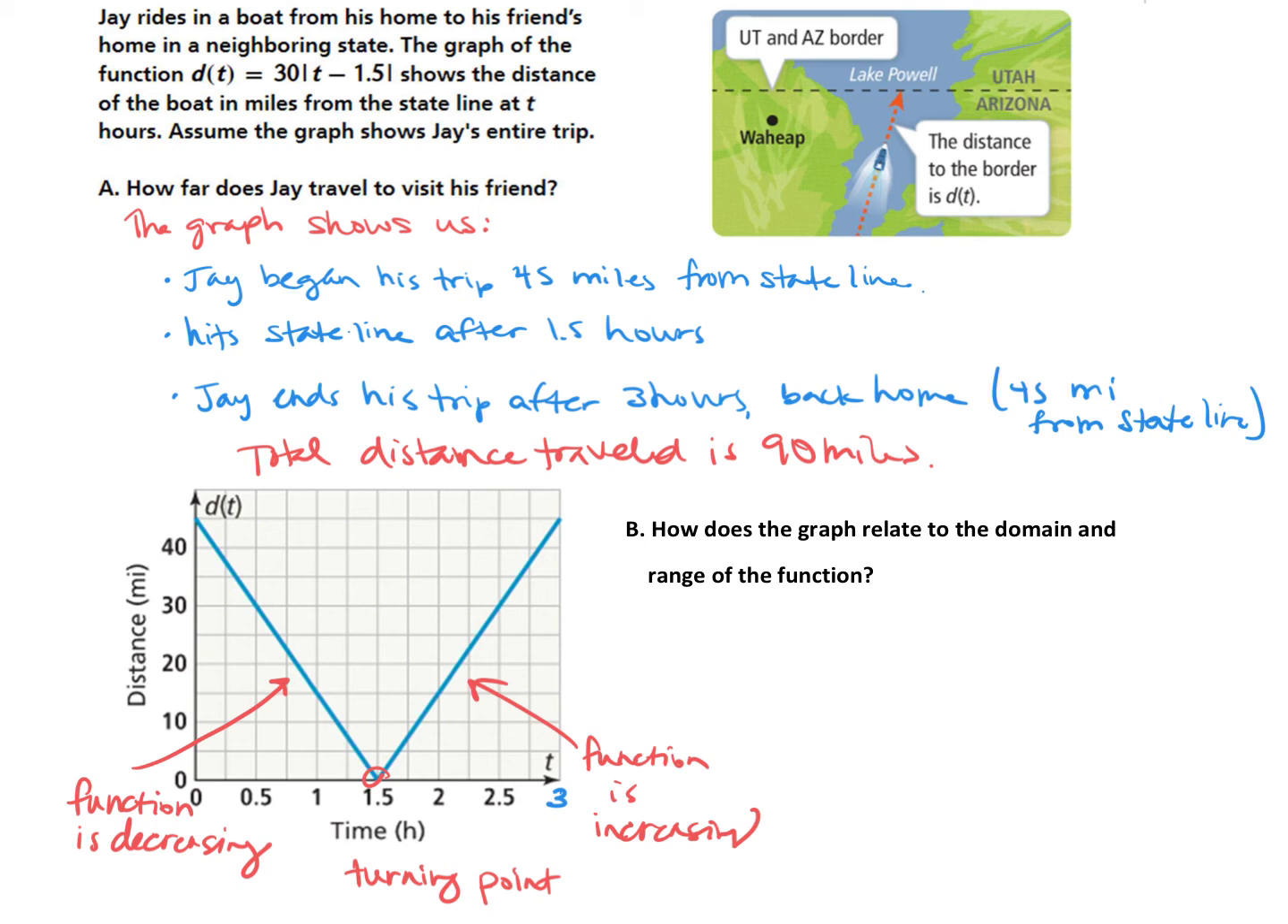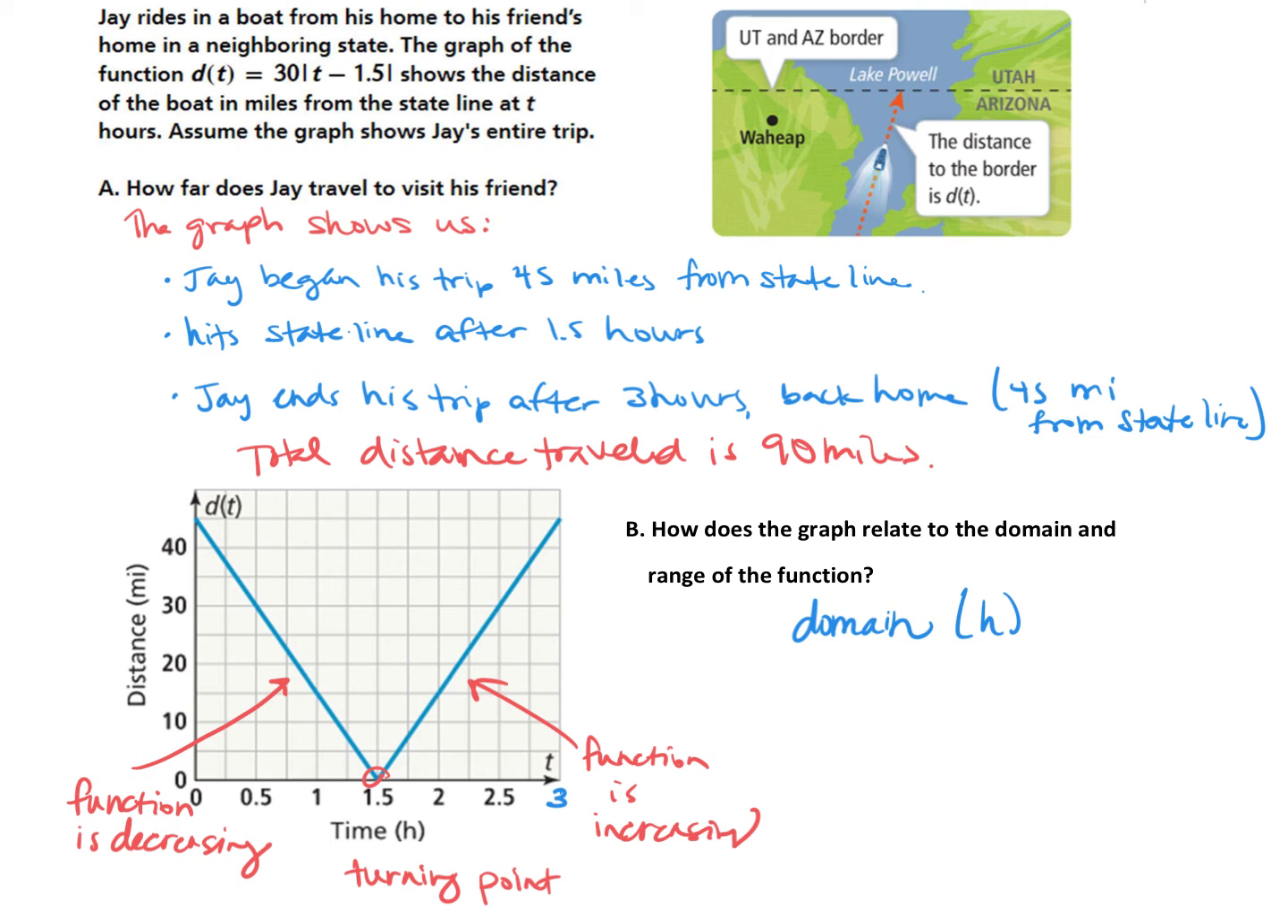Okay, so part B, how does the graph relate to the domain and range of the function? So what's different about this absolute value function is there are no arrows on the end. So this is not going to continue forever. All right, so let's talk about the domain. The domain is your input. It's your x values. In this case, it is our hours because we're using an h as our input. As time goes on, that impacts the distance from the state line.